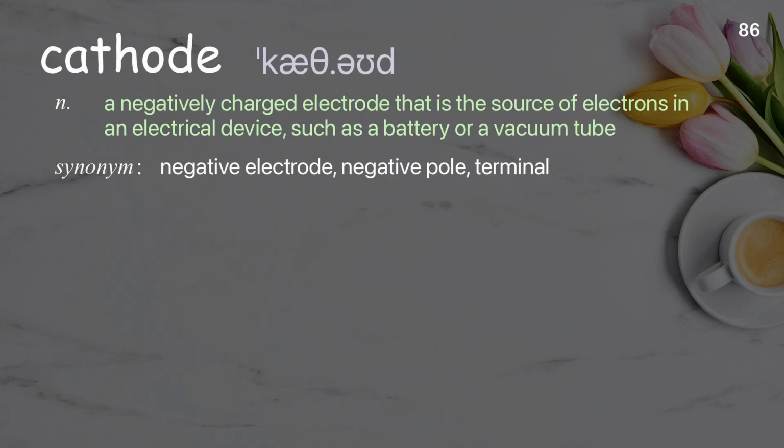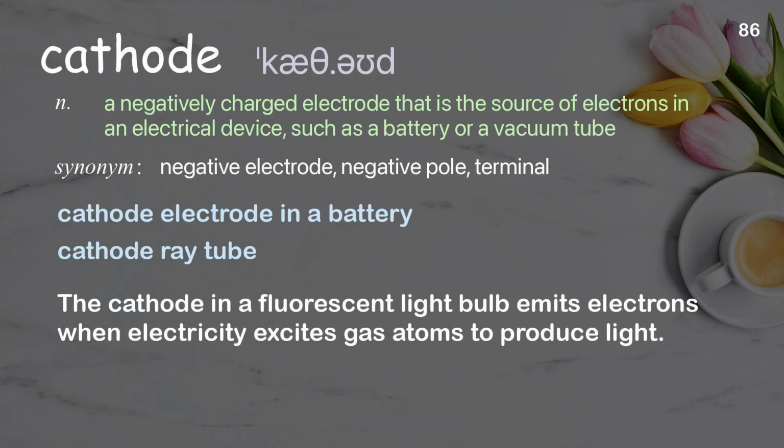Cathode. A negatively charged electrode that is the source of electrons in an electrical device, such as a battery or a vacuum tube. Examples: Cathode electrode in a battery. Cathode ray tube. The cathode in a fluorescent light bulb emits electrons when electricity excites gas atoms to produce light.